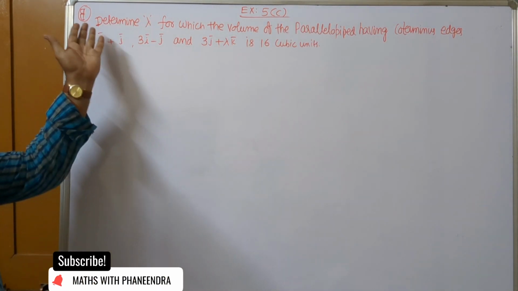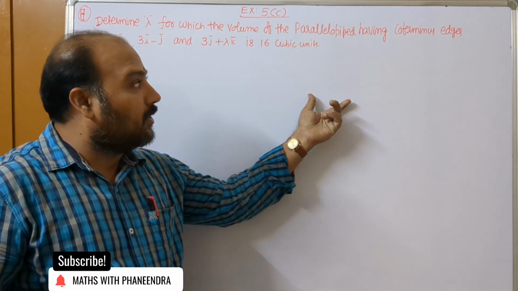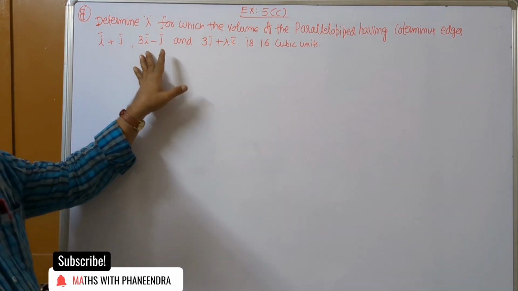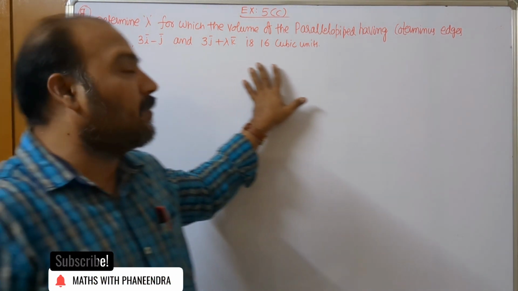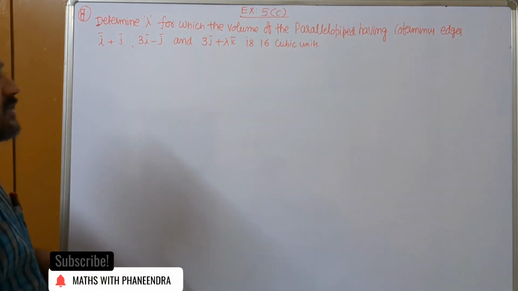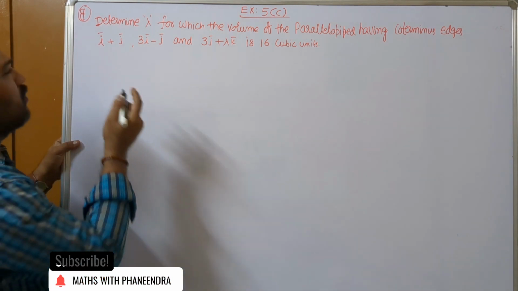The next question. Determine lambda for which the volume of a parallelepiped having coterminous edges i bar plus j bar, 3i bar minus j bar, and 3j bar plus lambda k bar is 16 cubic units. See, first step up, it may chance to ask either 2 or 4 marks.